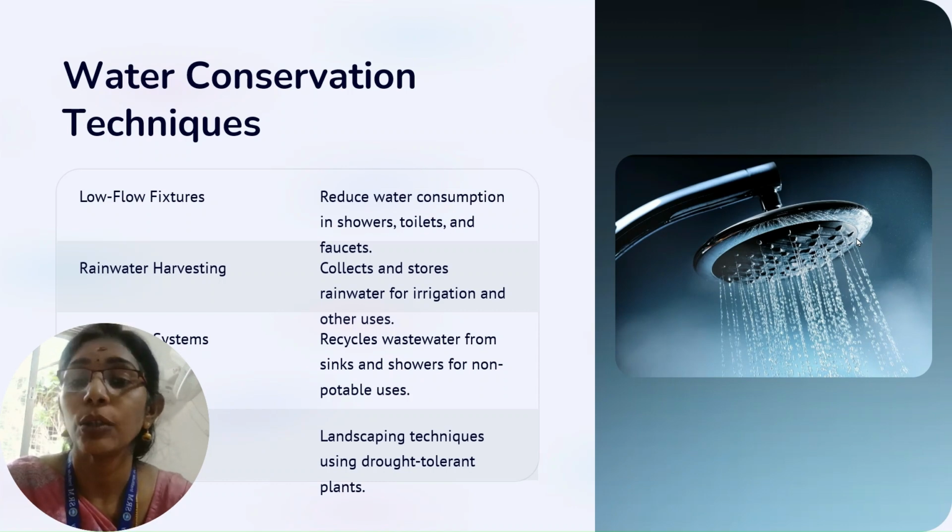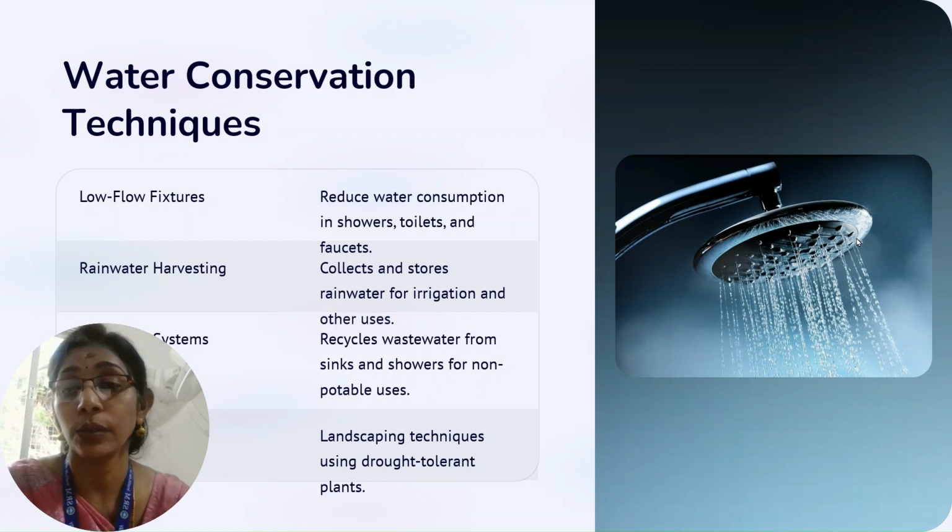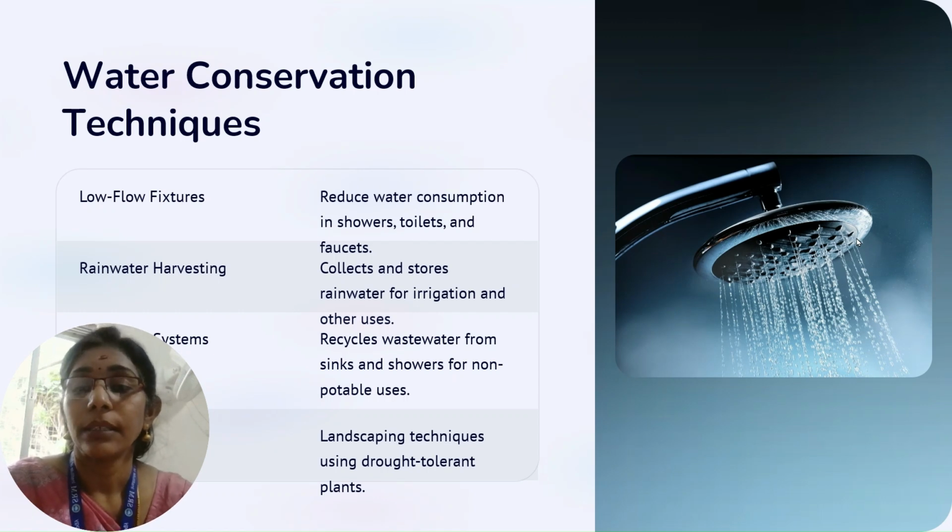The second one is rainwater harvesting. There should be some provision for collecting the rainwater, which in turn can be used for irrigation and other uses like gardening. The next is grey water system, that is recycling the wastewater that comes after usage through sinks and showers. But that recycled water cannot be used for potable applications, only for other non potable uses.